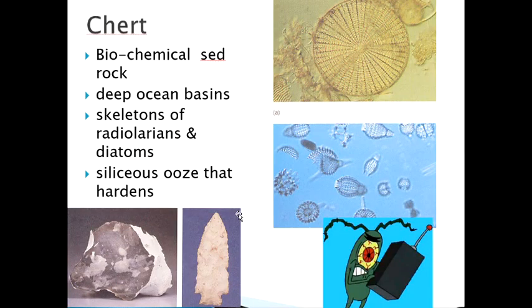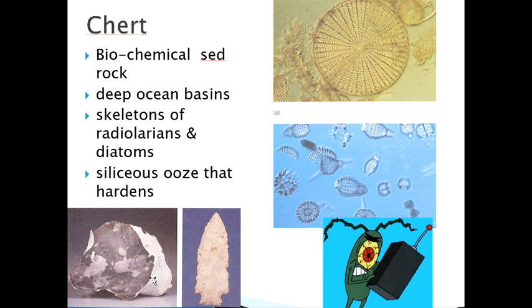Here's another rock type, chert. Chert is a biochemical sed rock, and it is only made in deep ocean basins. It consists of the skeletons of all of these plankton creatures that you see over here on the right side of the screen. These are microscopic skeletons of little plants and animals, things that we call radiolarians and diatoms, silicoflagellates, all that. When they die in the ocean, their little skeletons rain down by the billions and billions and make oozes on the seafloor, which harden over millennia to become rocks that we call chert.